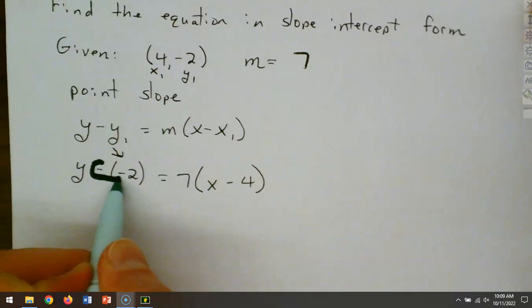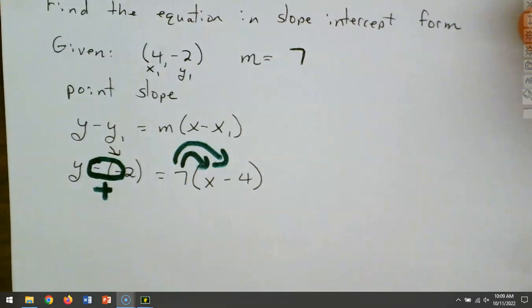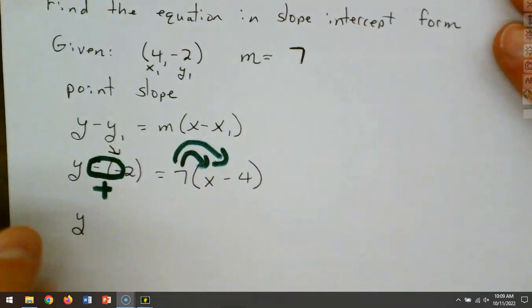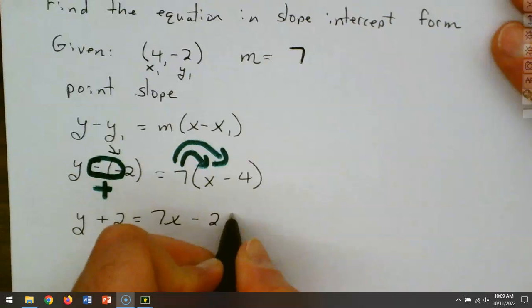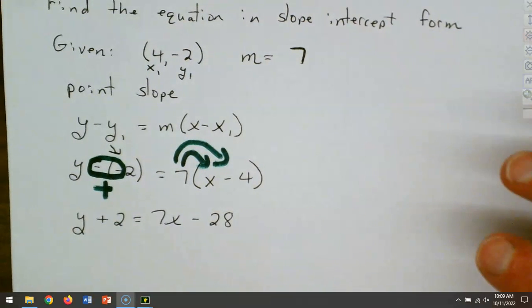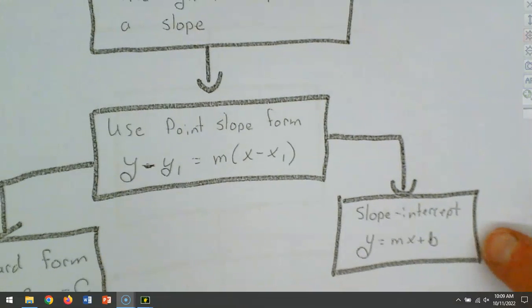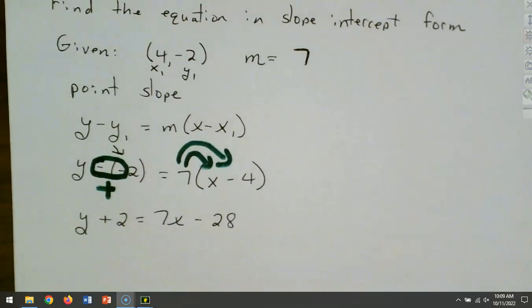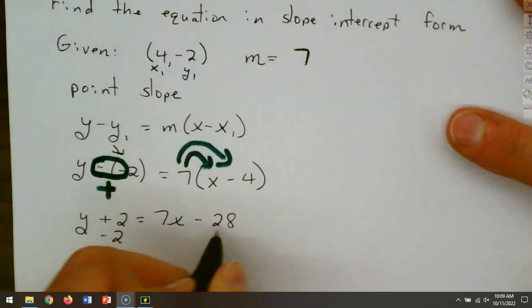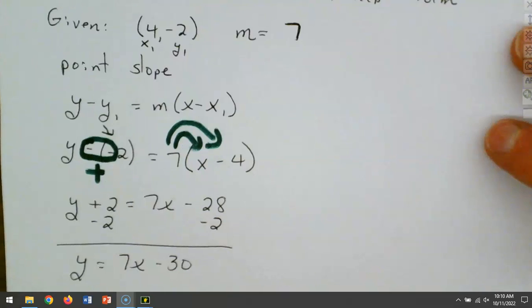So double negative here makes this positive. We're going to distribute that 7 through. So that is then y plus 2 equals 7x minus 28. Which way do you want to go? Slope-intercept. And what does slope-intercept look like? That. You don't have to remember anything. It's all contained in the flow chart, in the directions. So that means we need to move that 2 over. And now we've got y equals 7x minus, it looks like, 30. And that is your final answer.